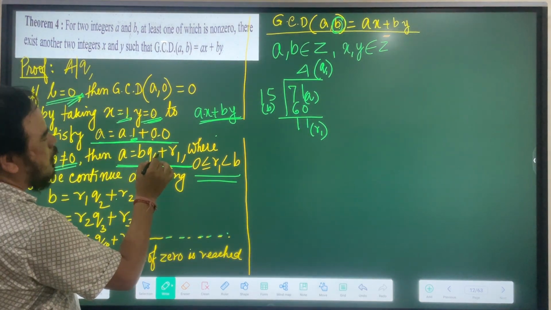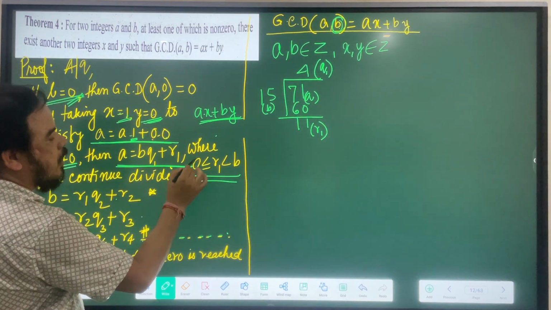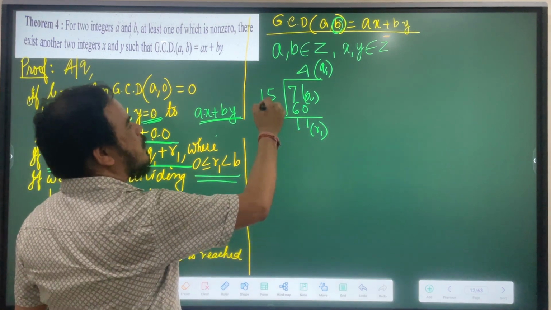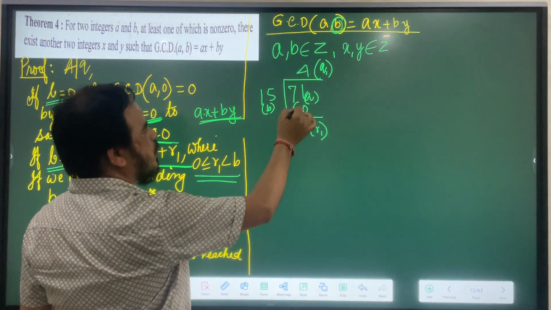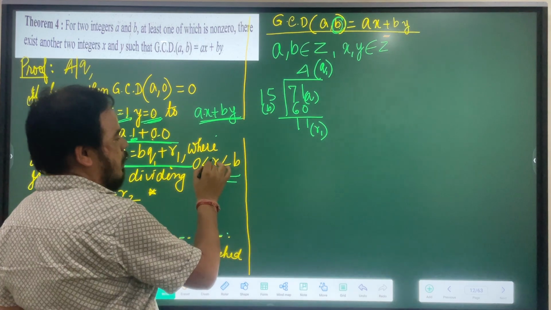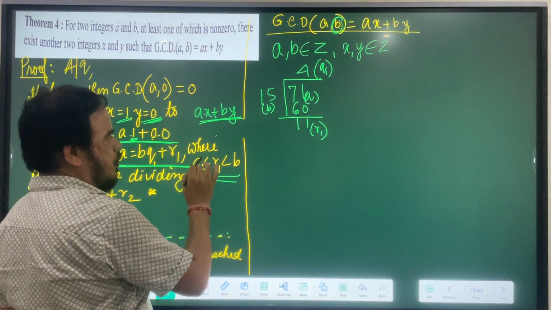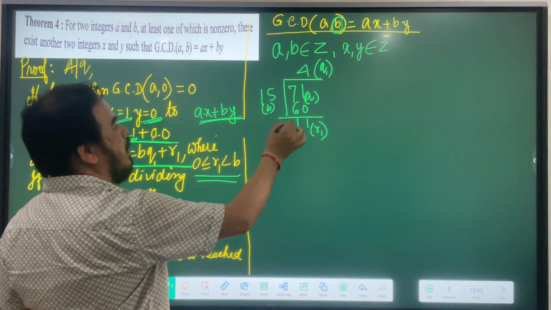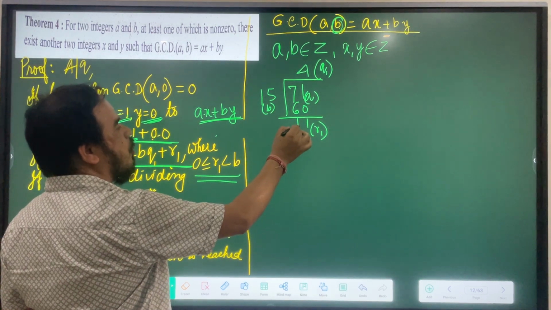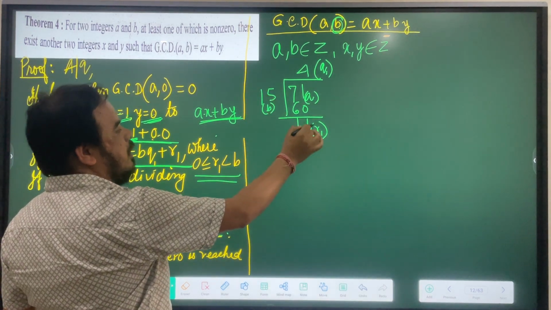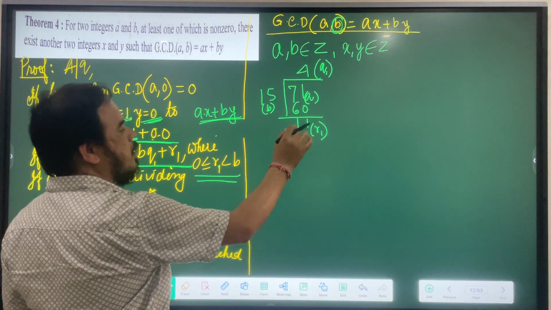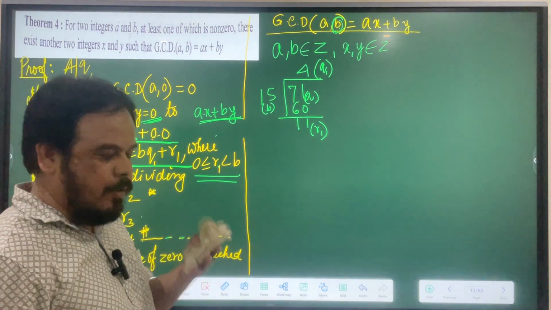Here the remainder will never be less than 0. If it is divisible, suppose 60 minus 60, the remainder is 0. So the remainder may be 0 or greater than 0. And the remainder will never be greater than 15. Here we cannot get a number greater than 15. The remainder will always be less than the divisor. That means R1 is less than B. This is common sense, common to all of us. We know that.